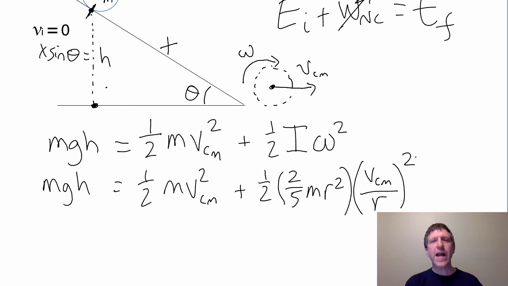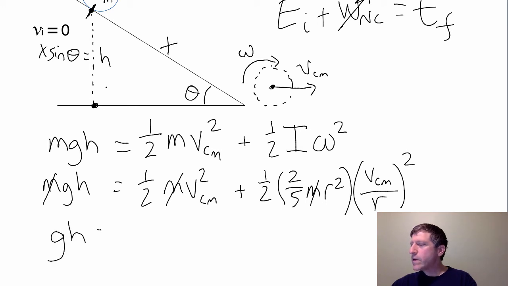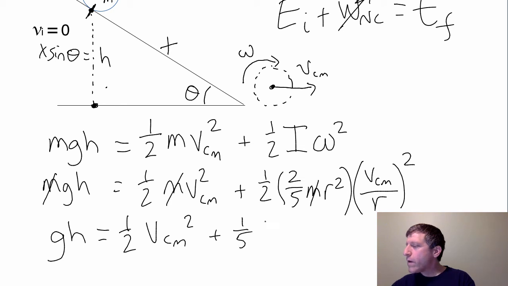Now, the first thing you've got to notice, and this is why we always solve symbolically, is the mass doesn't matter. Spheres of any mass will roll down this thing at the same speed and acceleration. Doesn't matter what the mass of the sphere is. So that's the first thing we find. And then let's see if we can simplify this further. gh is equal to 1/2 v_cm squared plus, this is going to give us 1/5 of r squared.